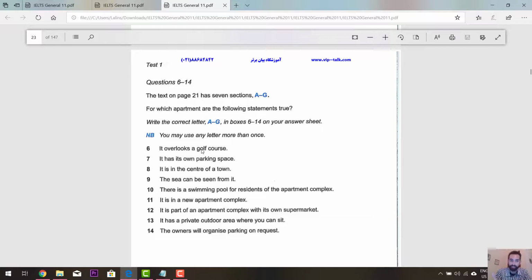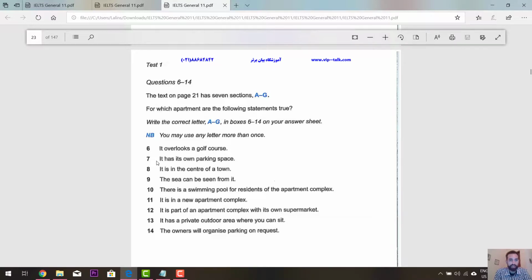So, that's just what it's telling you. When it says NB, that's just giving you a little notation, telling you that this is something you should look out for. So anything that says NB, look out for. Okay, so question 6. It overlooks a golf course.